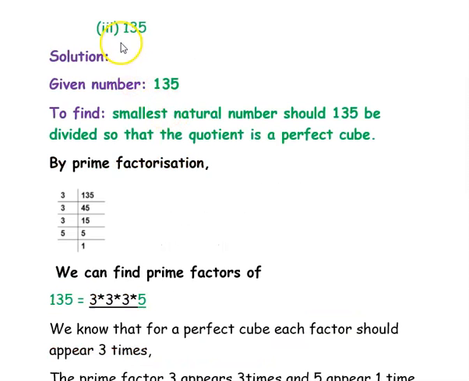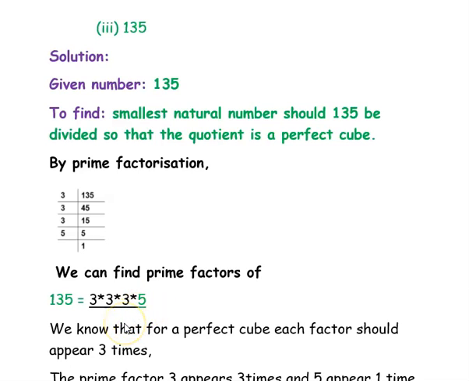The next given number is 135. Now let's find the prime factorization of 135. First I am dividing it by 3 to get 45, which divided by 3 gives 15, which divided by 3 gives 5. 5 cannot be divided by 3, so I divide by 5 and get 1. Now the prime factors of 135 are 3 into 3 into 3 into 5.